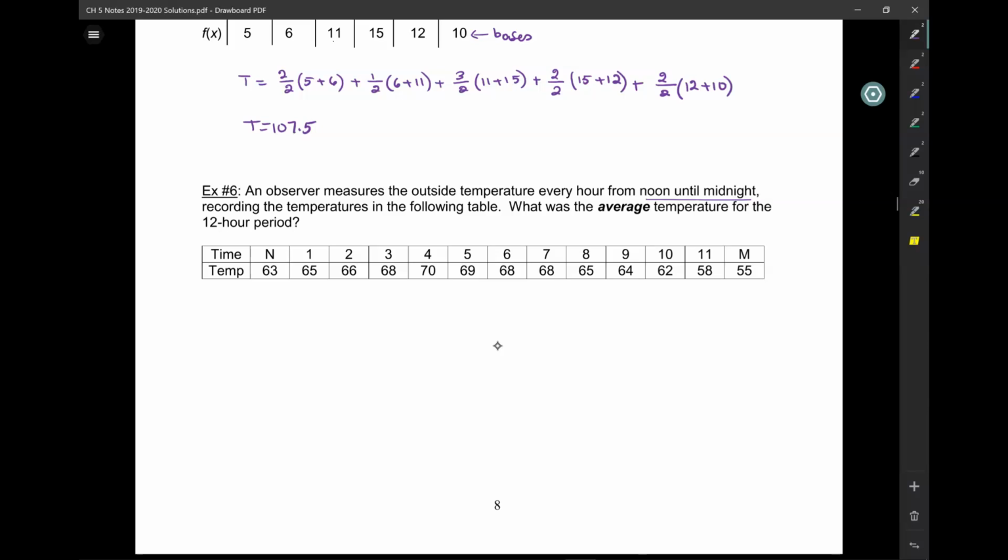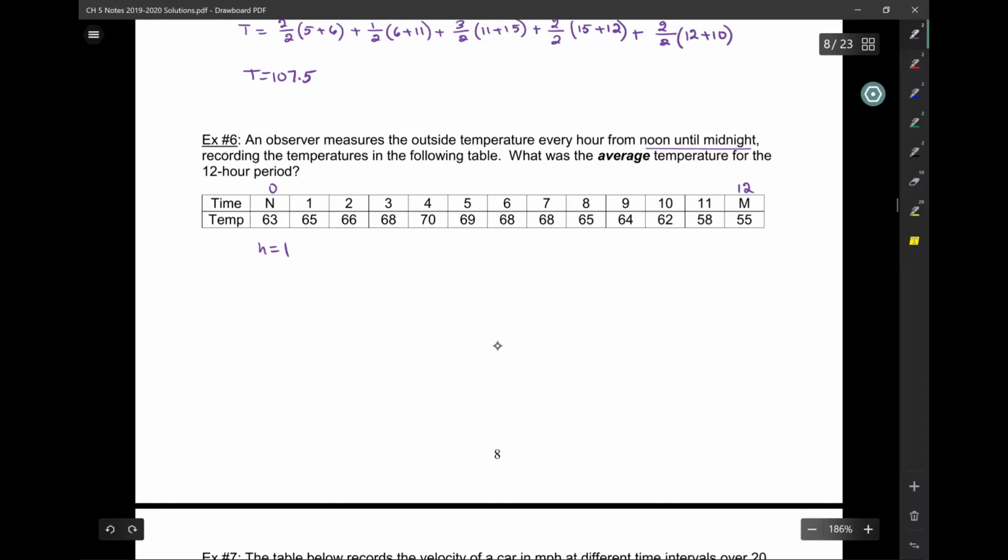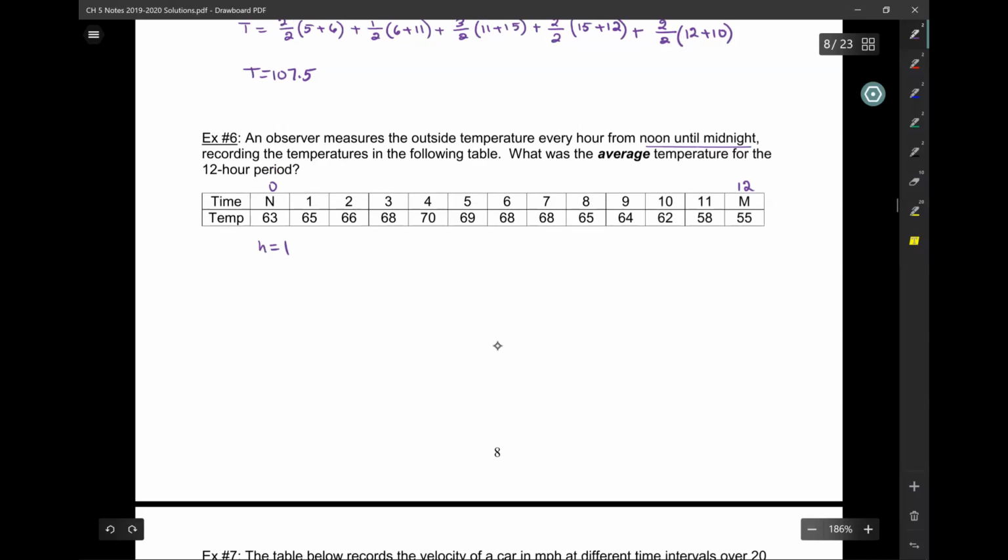I'll talk about it. So here at noon, T equals 0. Okay. Here, T equals 12, right? What's h here? 1. All right, so let's find T here. So it's going to be 1 over 2, and then the sum.